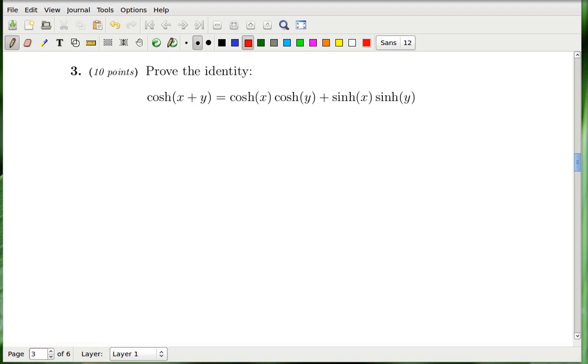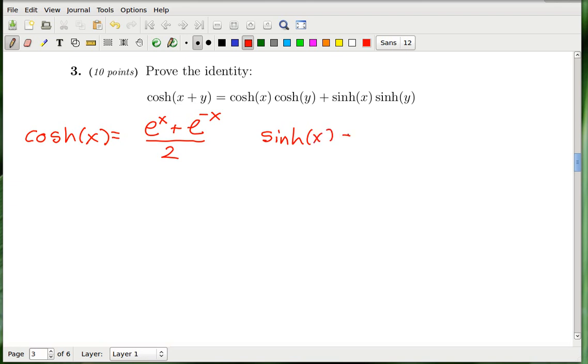So what we're going to do is work with what hyperbolic cosine and hyperbolic sine really are. You definitely have to have memorized these definitions. So cosh is hyperbolic cosine, and that is defined to be equal to e to the x plus e to the minus x over 2. And let me remind you about hyperbolic sine, because it's going to come up. Hyperbolic sine of x is defined to be equal to e to the x minus e to the minus x over 2.